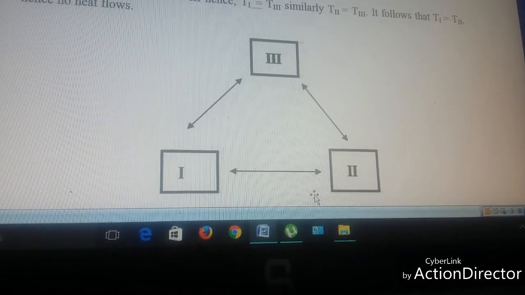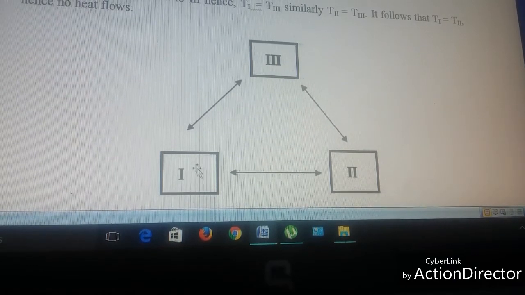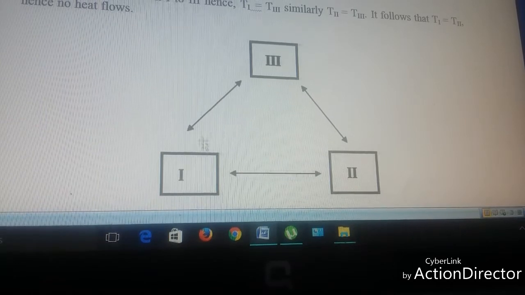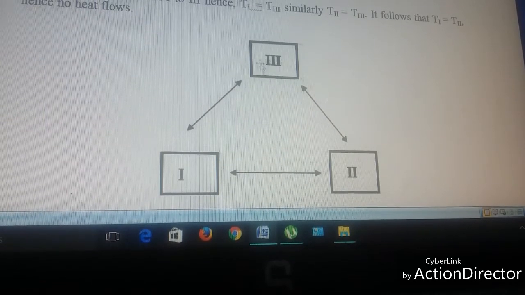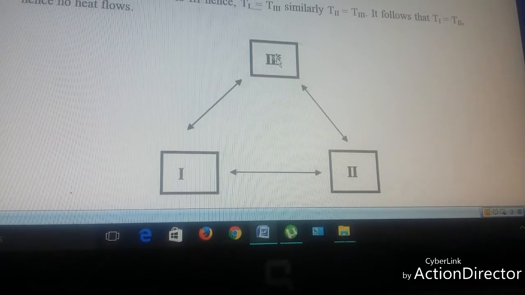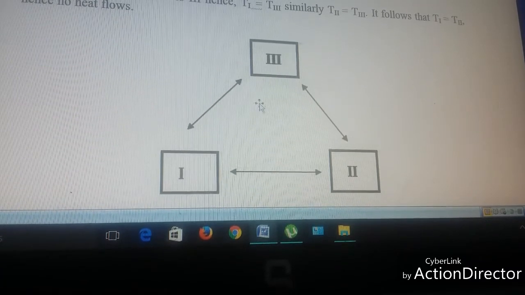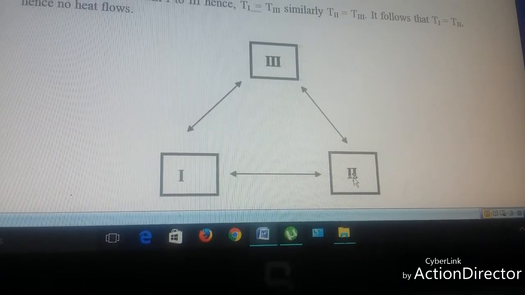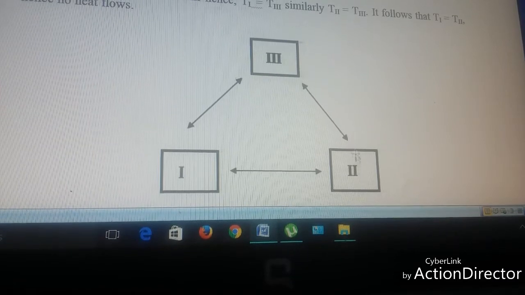So let us say that this temperature T1 is in equilibrium with T3. T2 is also in equilibrium with T3. This follows that T1 will be equal to T2. So as a result, no heat flows.